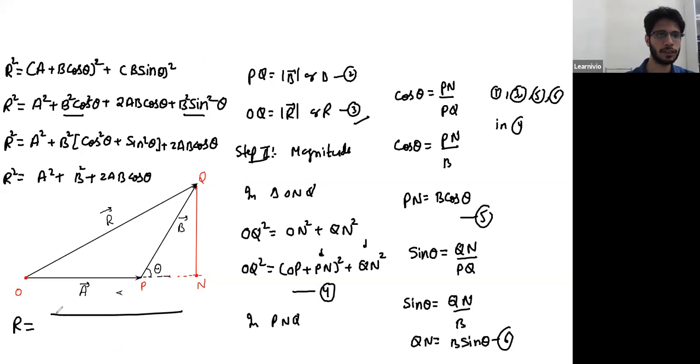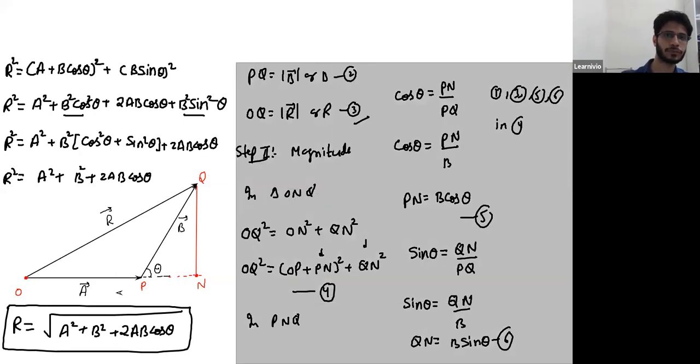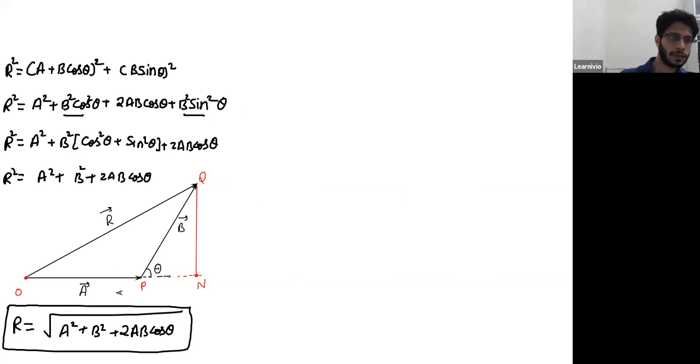So R is the root over A square plus B square plus twice of AB cos theta. So that is your resultant magnitude R, which is A square plus B square plus 2AB cos theta. The next step, the last step, is the calculation of direction.